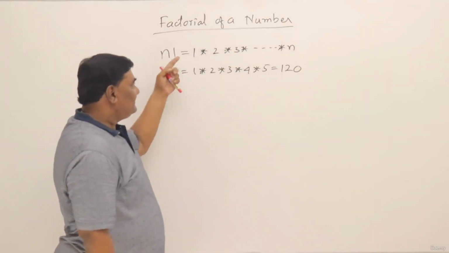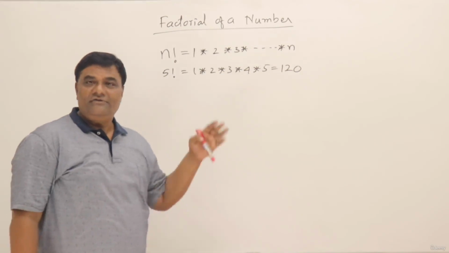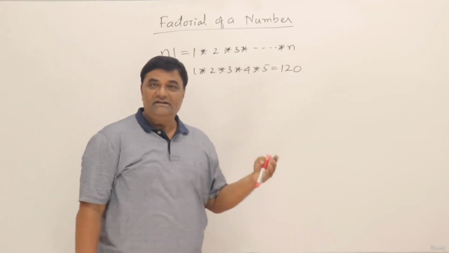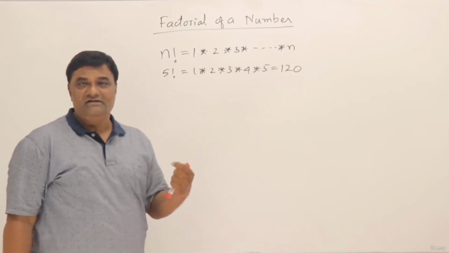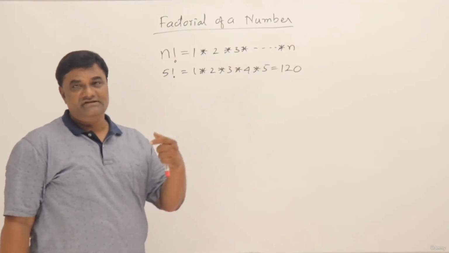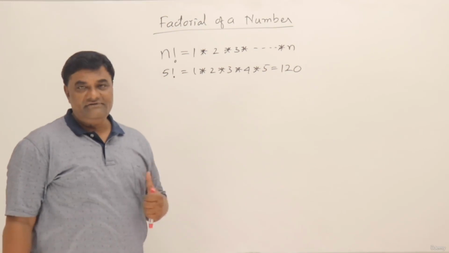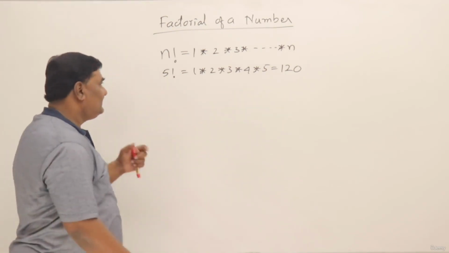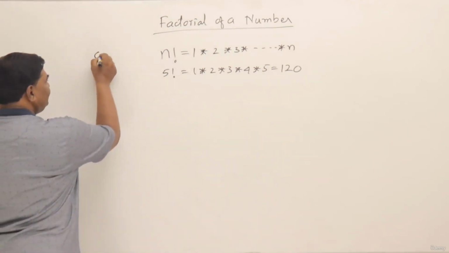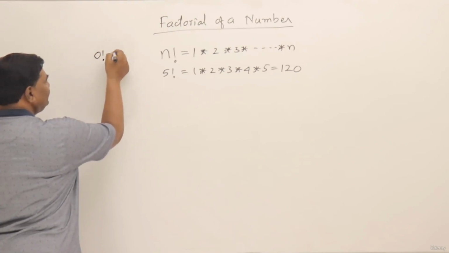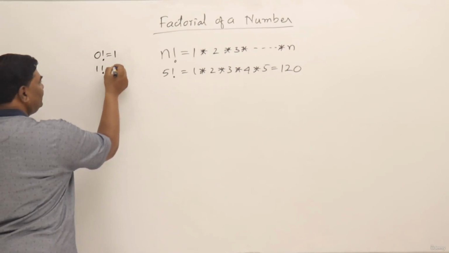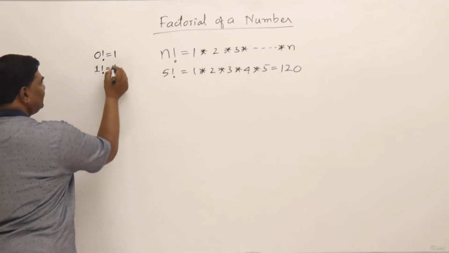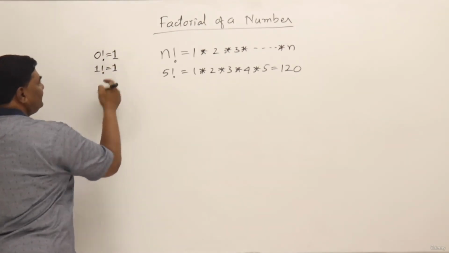So for n, I have to continue up to n. So for 5, I continue till 5. For 10, I should continue till 10. Just like the sum of first n natural numbers, this is the multiplication of first n natural numbers. That is called factorial. And I'll tell you one more thing, that 0 factorial is also possible and its answer is 1. So even 1 factorial is 1 and 0 factorial is also 1. So both the results are 1.